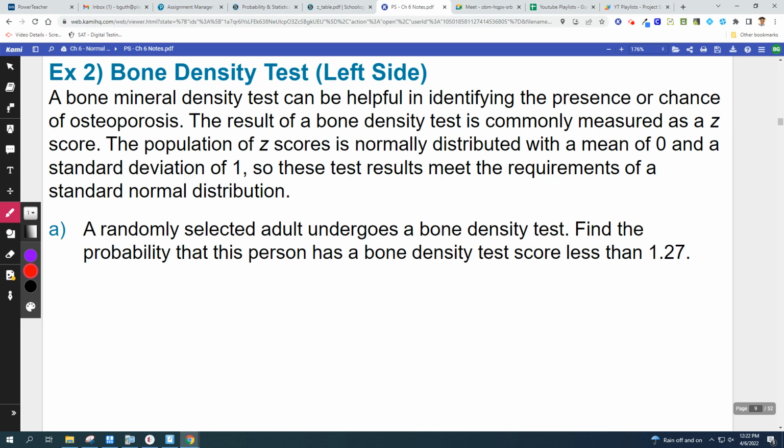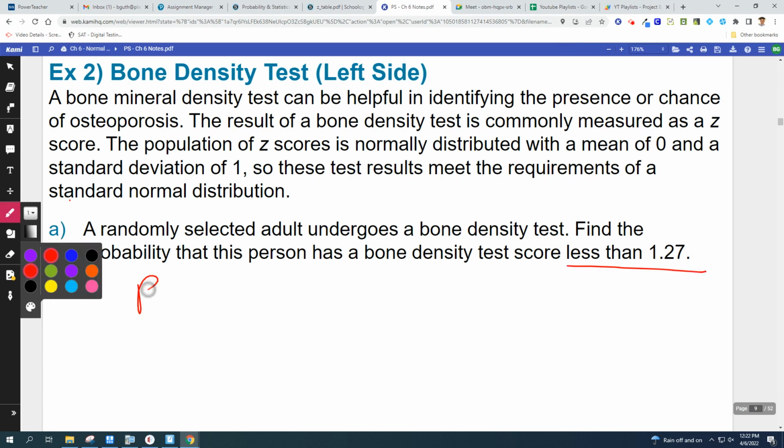They have to tell you that so you know it's a standard normal distribution. So these tests meet the requirements of a standard. Part A, a randomly selected adult undergoes a bone density test. Find the probability that this person has a bone density test score less than 1.27.